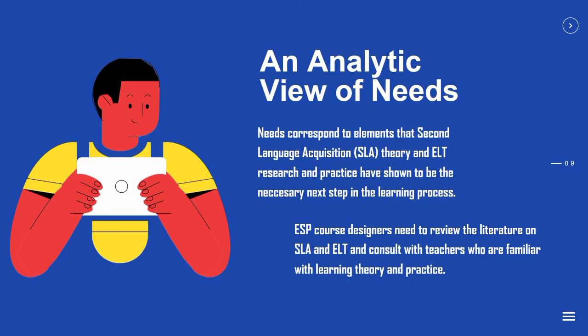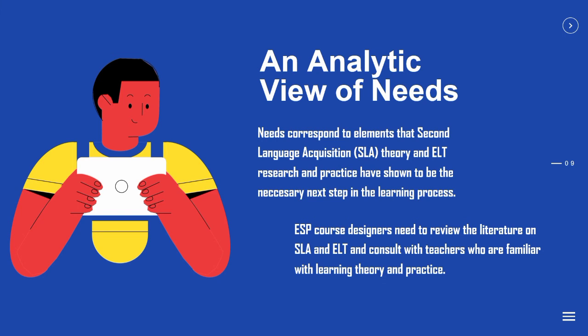The fourth point talks about the analytic view of needs. This point explains where needs correspond to elements that second language acquisition, or SLA, theory and ELT research and practice have shown to be the necessary next step in the learning process.